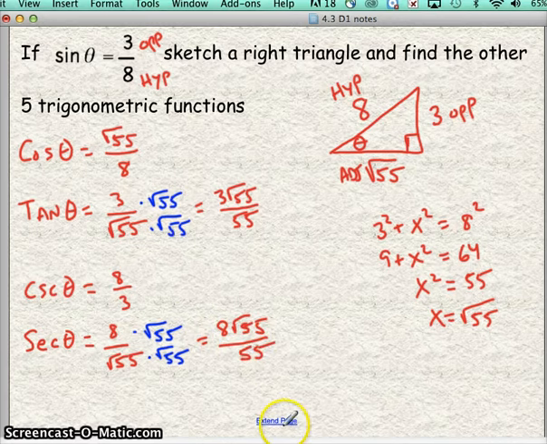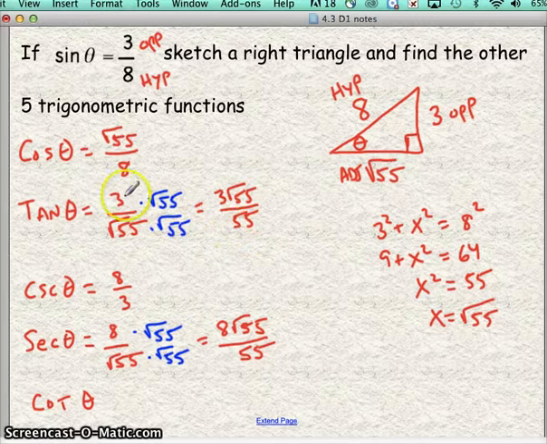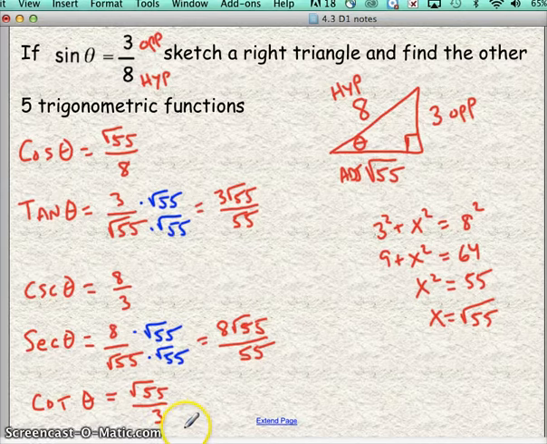And then the last one is cotangent. Cotangent is the reciprocal of tangent. So you could take and flip the answer, but then you're going to get a radical in the bottom. So I would take and flip this original one. That would be the easiest one to flip, because when you flip this, you're going to have square root of 55 on top and 3 on the bottom, and then you don't have to fix anything up.